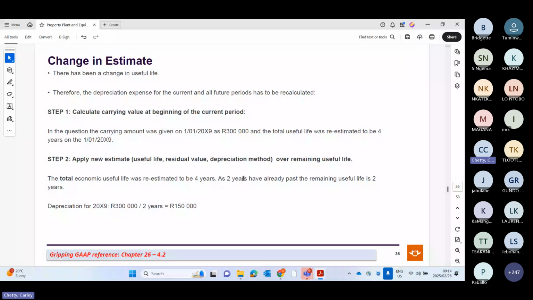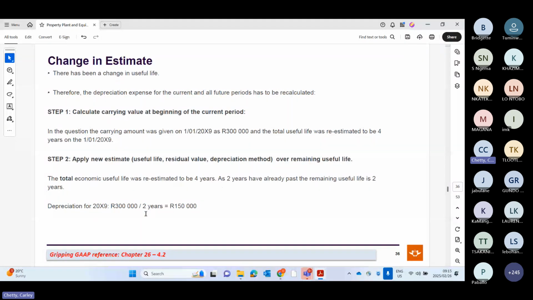So now in order to determine the depreciation based on the new estimate, we're going to take the carrying amount of 300,000 divided by the remaining useful life, which is 2 years. And that will give us depreciation for 2009 of 150,000 Rand. Okay. Do you guys have any questions on this so far?